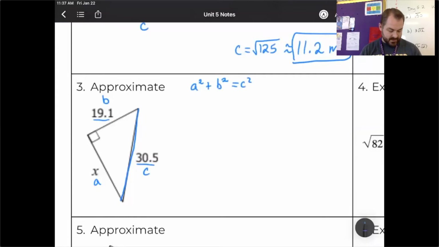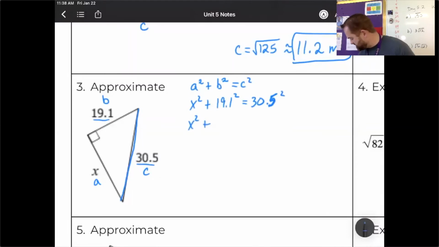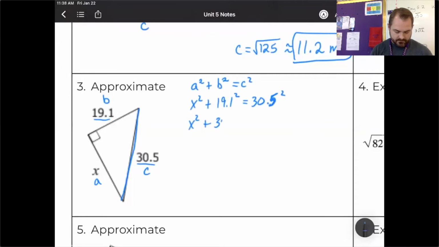So this time, if A is x, this becomes x squared plus 19.1 squared equals 30.5 squared. So we're going to do some math here. We're going to do 19.1 squared. And that is 364.81. You're going to get big numbers every once in a while.